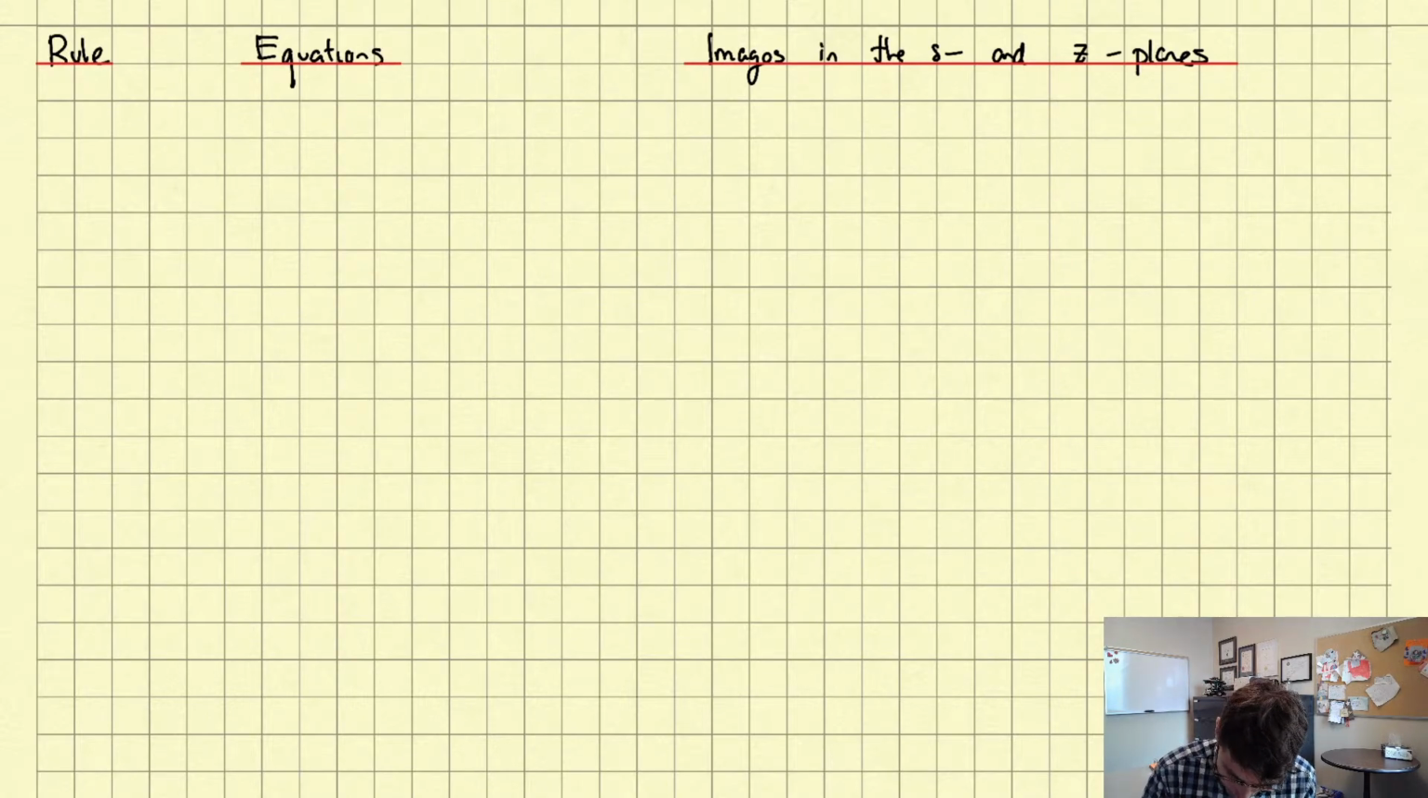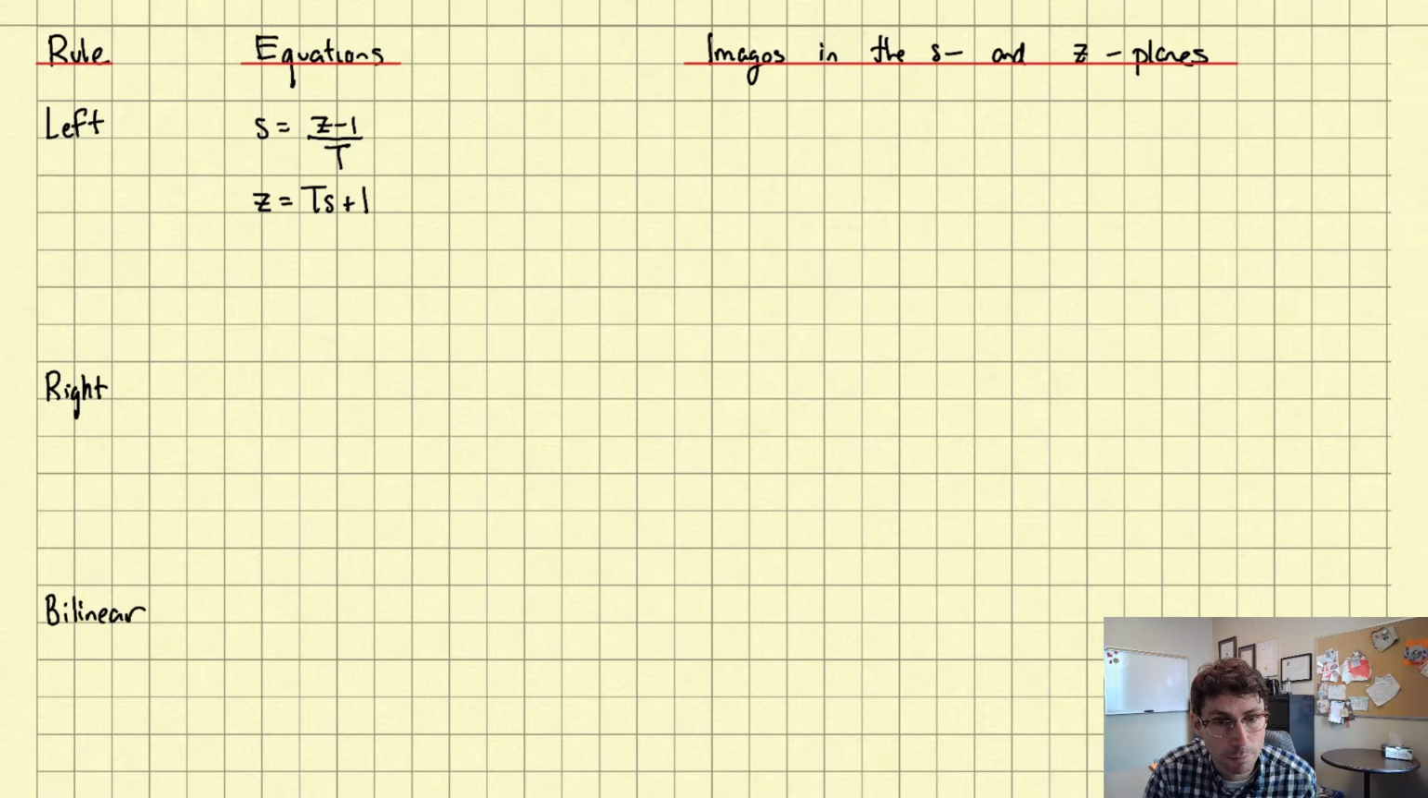So just to remind you what we've done, we had the left side rule. We had the right side rule. And the bilinear. Okay, those are the three rules we discussed. In the case of the left, we derived the following equation, z minus 1 over T. If you wanted to go in the other direction, you could find z as a function of s, and you would get z is equal to Ts plus 1. Okay. And so I'm going to use those equations to map different parts of the s-plane to the z-plane, and vice versa.